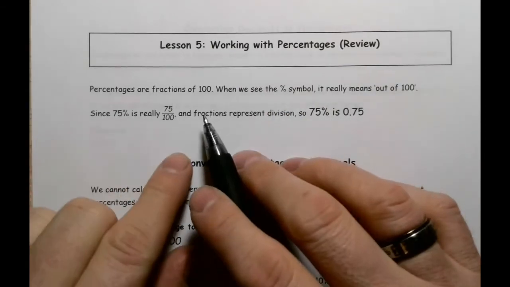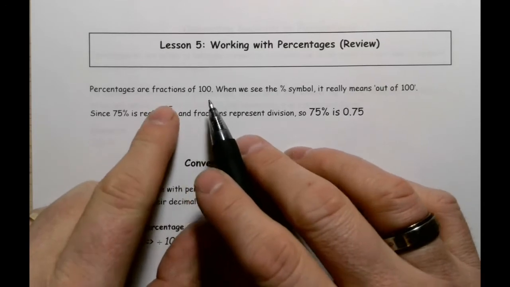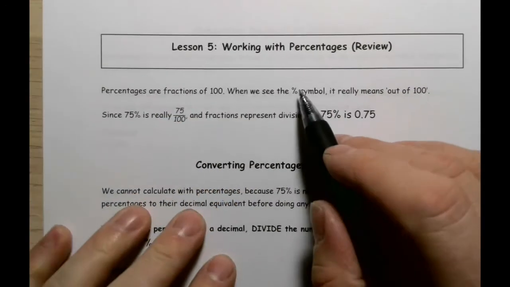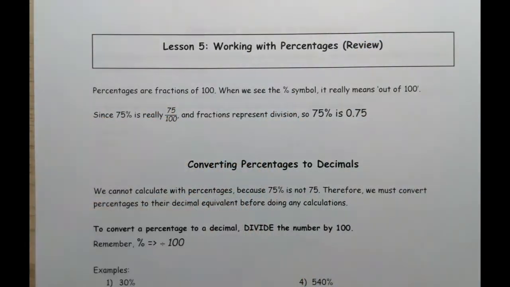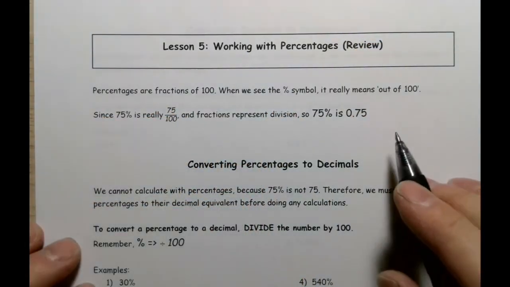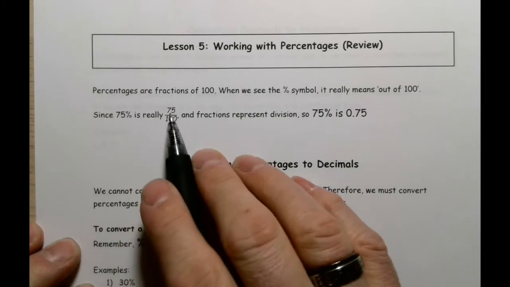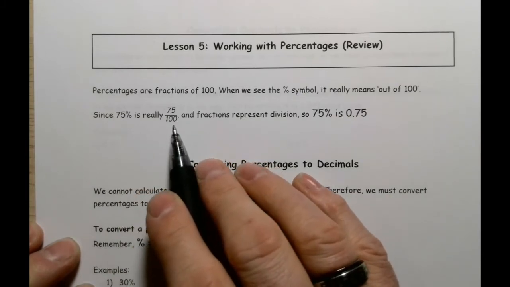And so just remember that percentages are fractions out of 100. So when you see that little symbol right there, with the two little circles, that means out of 100, just like it says here. So 75% is really 75 over 100.